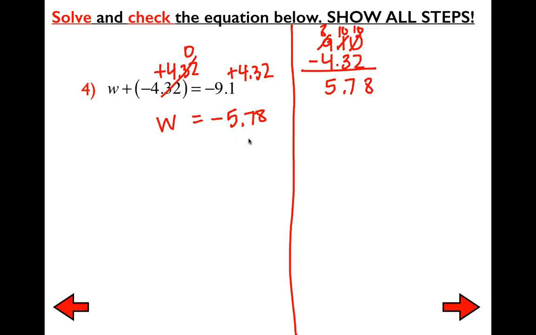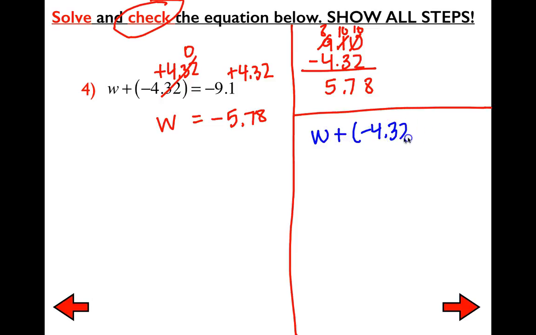We're done. But before we state that this is our final answer, we're supposed to check our work. So I'm going to go ahead and do that and write this down. W plus negative 4 and 32 hundredths equals negative 9 and 1/10. Instead of a W, I'm going to go ahead and plug in my value. Notice I write parentheses as I do that.